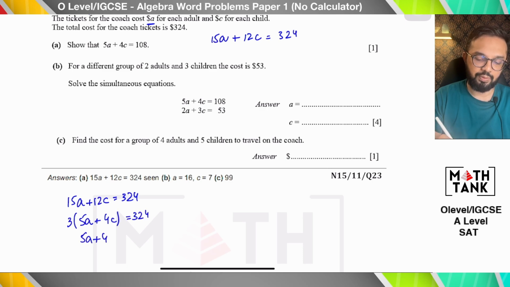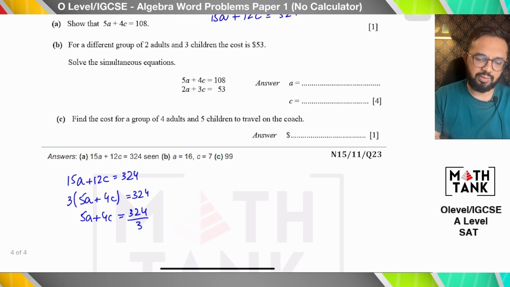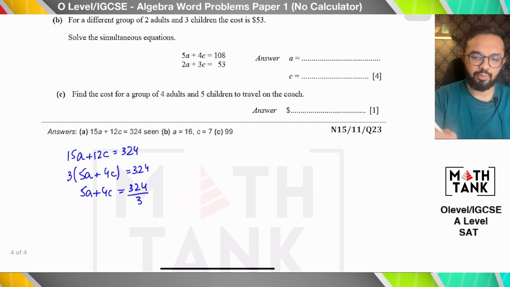5A plus 4C equals 324 divided by 3. Now in cases like this, it's obvious that it's going to reduce, but even if you don't know, how do you check if a number is divisible by 3? You add the digits together and see. So 3 plus 2 is 5, 5 plus 4 is 9. Is 9 divisible by 3? Yes, it's divisible by 3, therefore 324 is also divisible by 3.